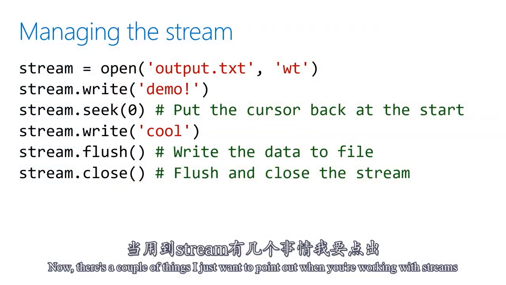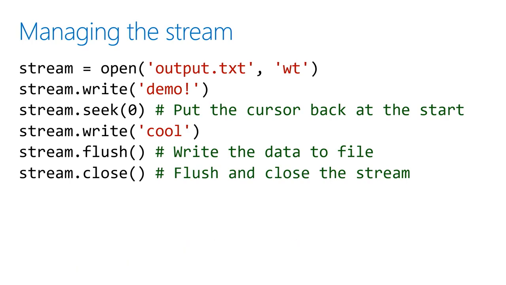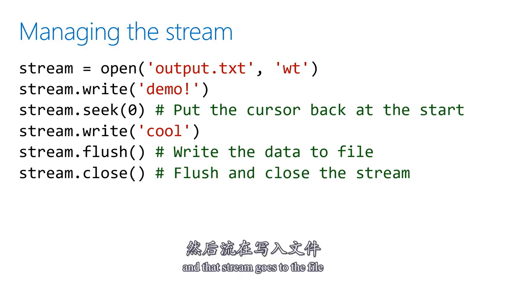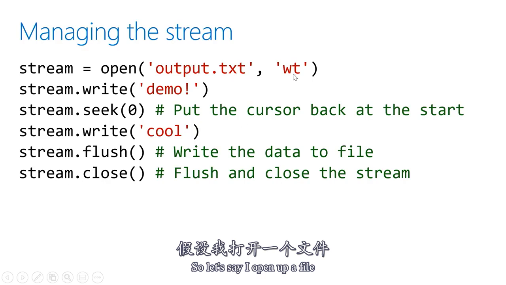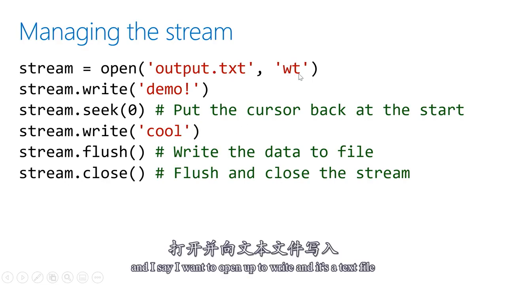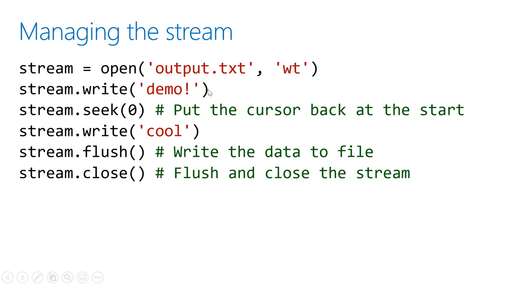Now, there's a couple of things I just want to point out when you're working with streams that might not be obvious, and it can be a little confusing when you're working with this for the first time. You're not actually writing to the file. You're writing to a file stream, and then that stream goes to the file. So let's say I open up a file to write, it's a text file, and I write demo. I'm writing that to this stream.